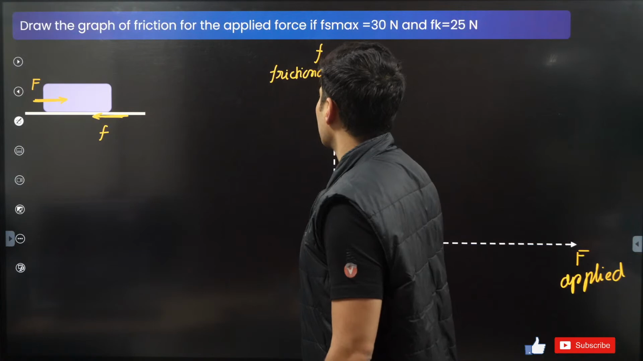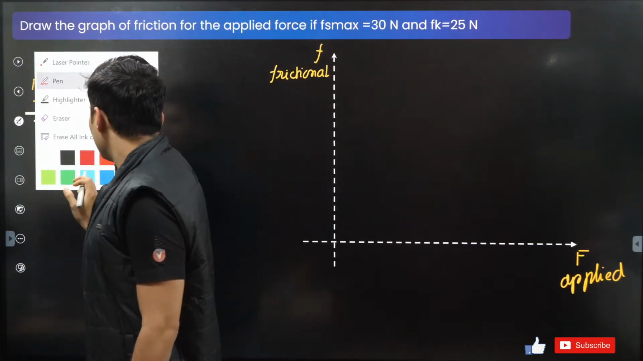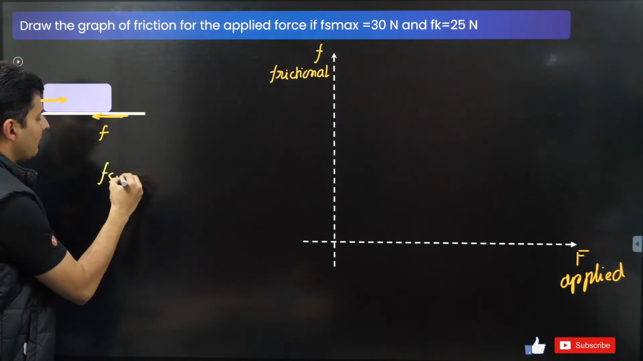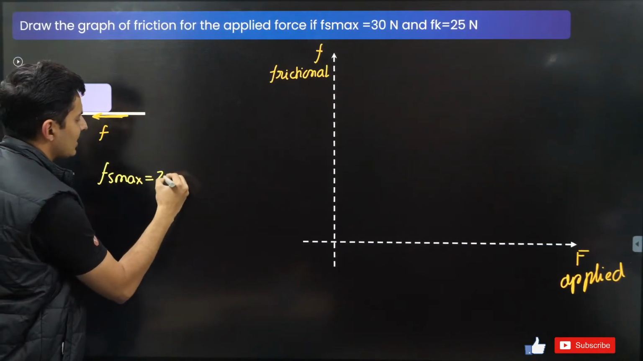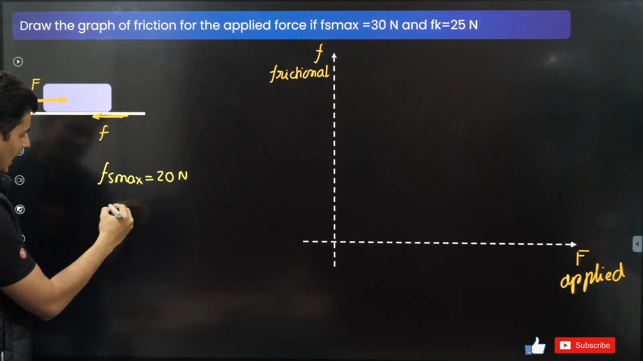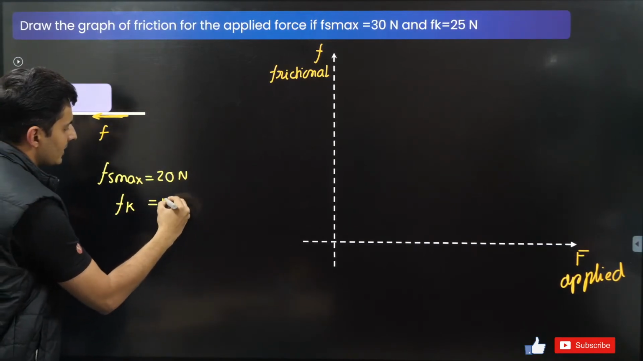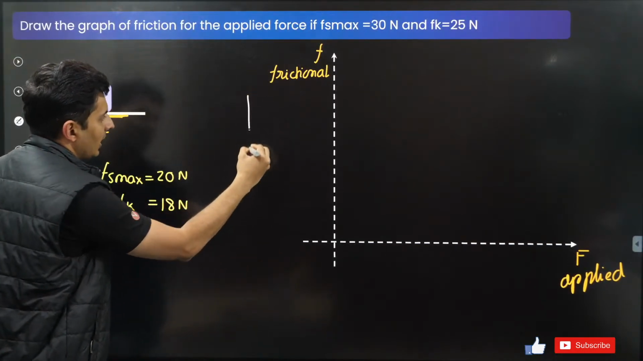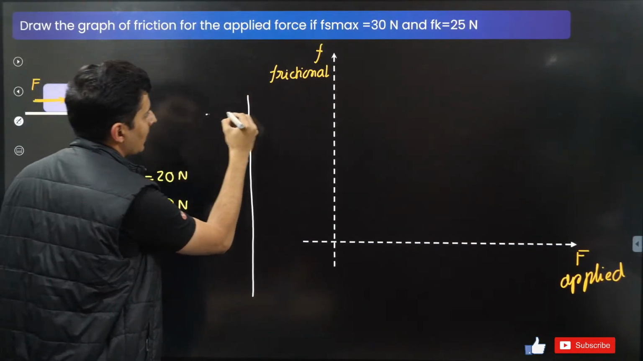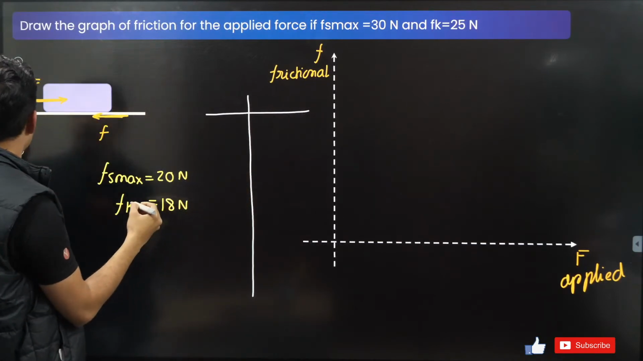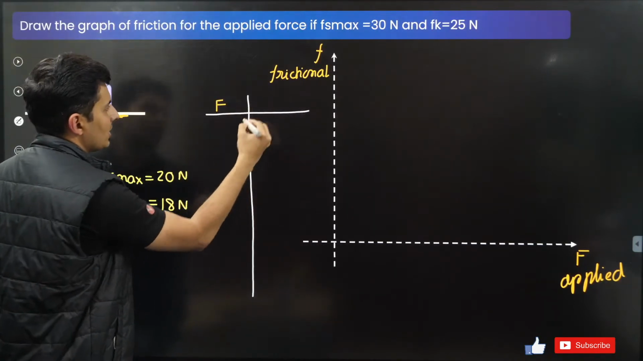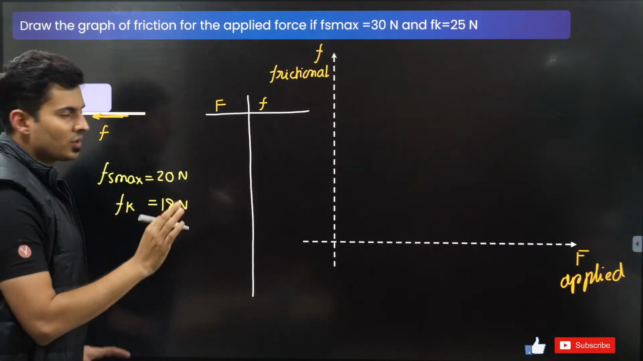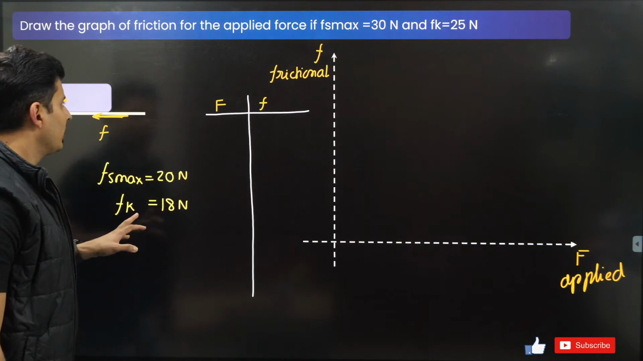So imagine I already tell you the value of Fs max. The value of Fs max is 20 Newton, and the value of Fk is, let's say, 18 Newton. Now I create a small table over here and see what exactly is happening. This is my applied force, this is my frictional force, and then I comment on whether it moves or it doesn't move. So let's start with it.